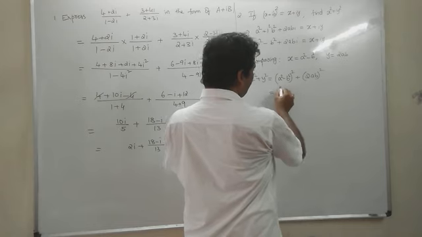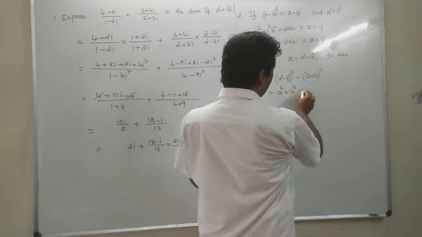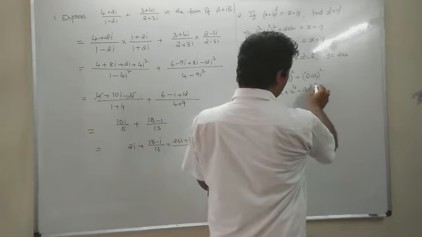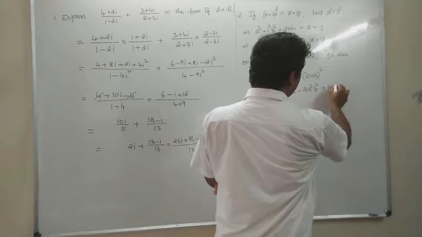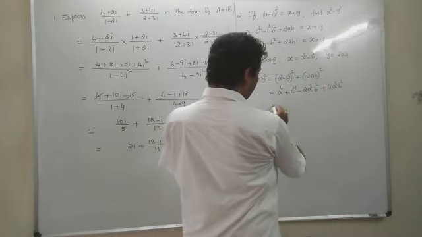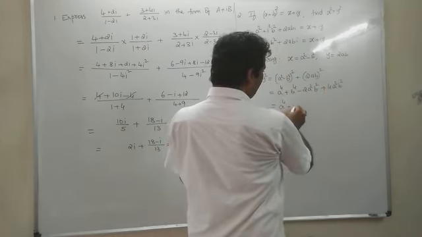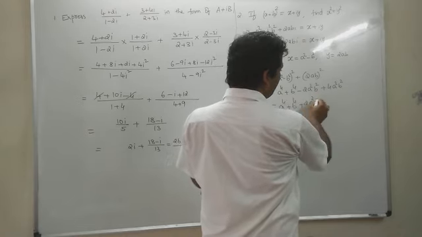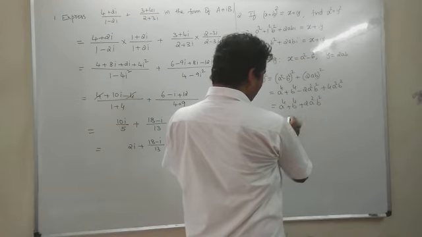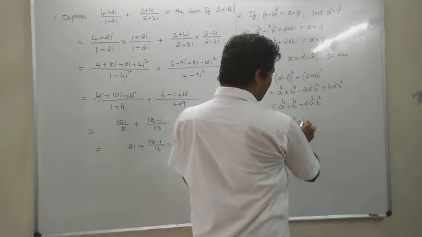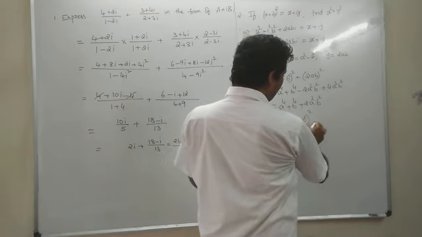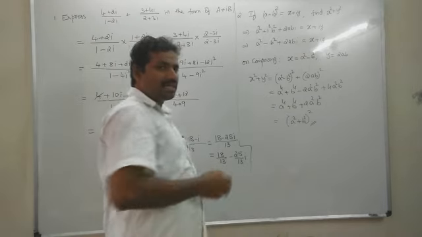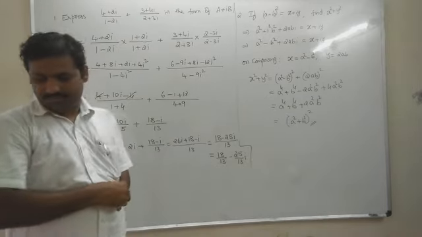What is this equal to? a power 4 plus b power 4 minus 2a square b square plus 4a square b square. What is this equal to? a power 4 plus b power 4 plus (4-2) that is plus 2 a square b square. That is nothing but (a square plus b square) whole square. That is the value of x square plus y square.